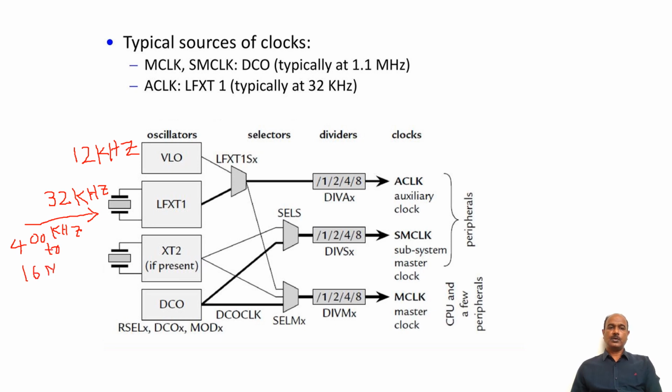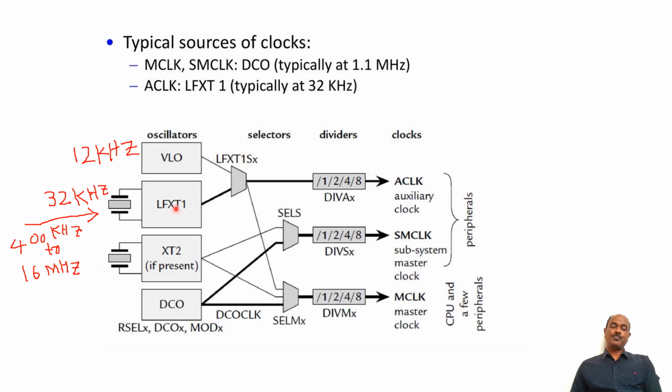So we can give an external clock pulse directly to this LFXT1. This LFXT1 can be connected to a low frequency crystal of 32 kilohertz, or you can directly give an external clock signal of 400 kilohertz to 16 megahertz.